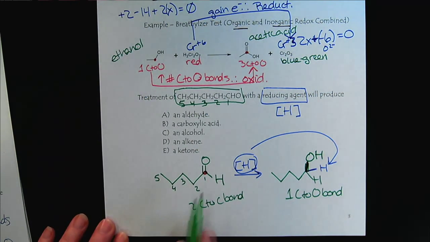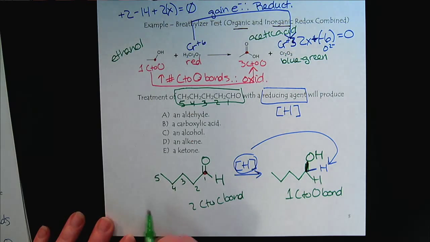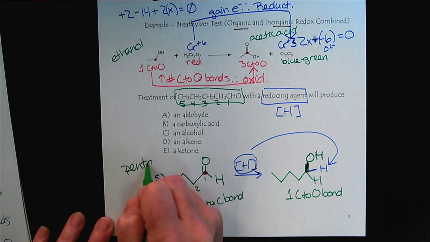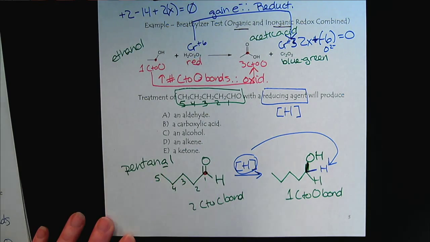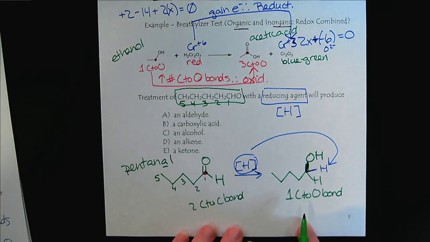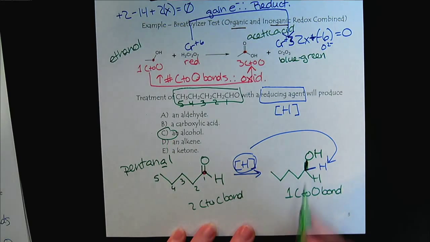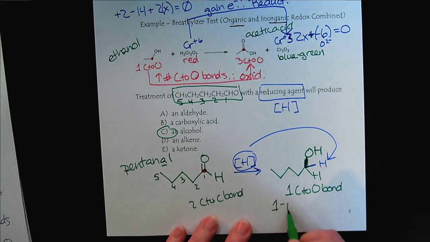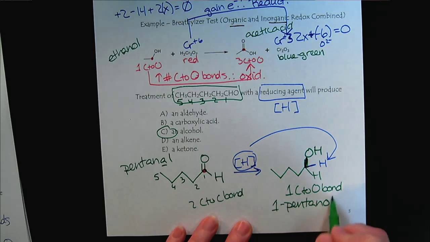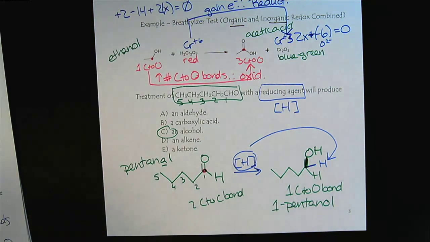What would be the name of this organic molecule? This would be pentanal, "al" for the aldehyde. And then this would be the alcohol, and the name of this would be 1-pentanol. All right. Okay.